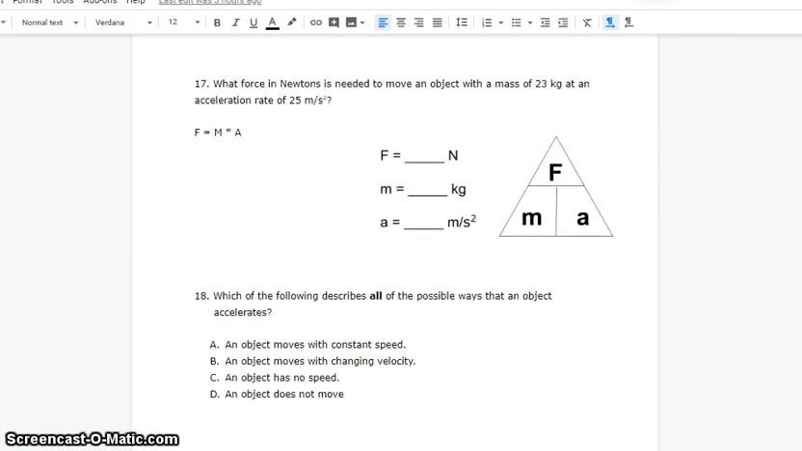Number 17. What force in newtons is needed to move an object with a mass of 23 kilograms and acceleration of 25 meters per second squared? Remember, force equals mass times acceleration. So use these. We have a mass of 23, acceleration of 25.